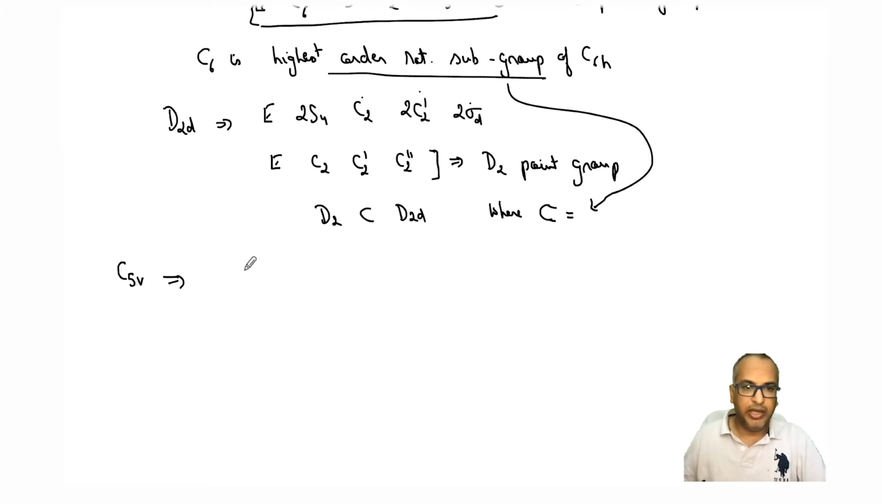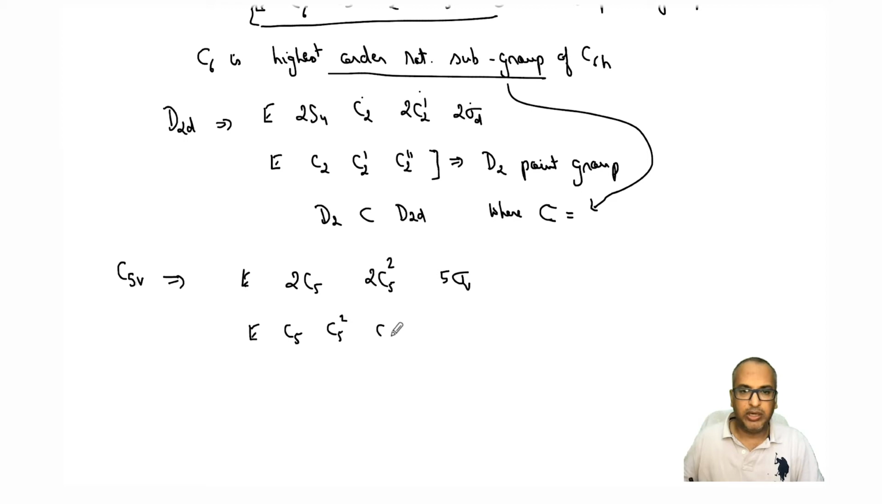We have E, 2C5. So two operations given by C5, two operations given by C5 square, and 5 sigma V's, right? Now, what is the highest order rotational subgroup? So we cannot consider this one. So we have E. If we consider the operations generated by C5, this will be C5, C5 square, C5 cube, C5 4, right?